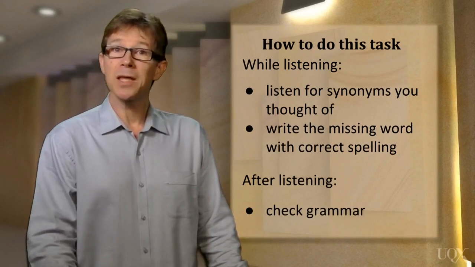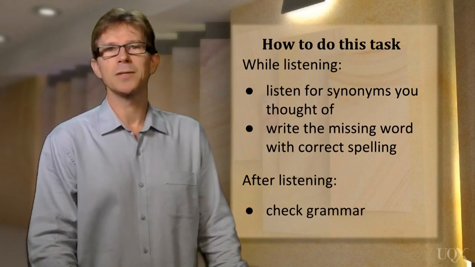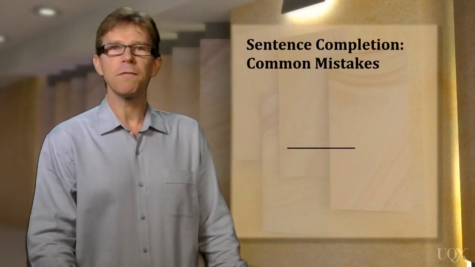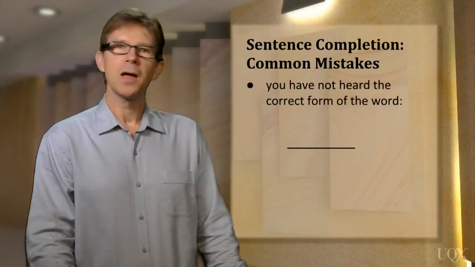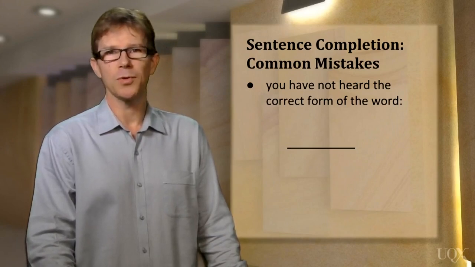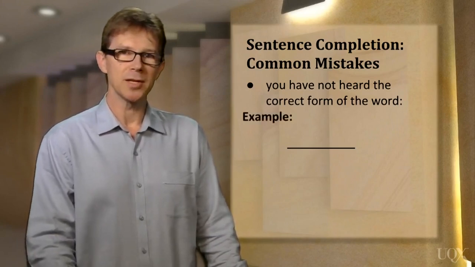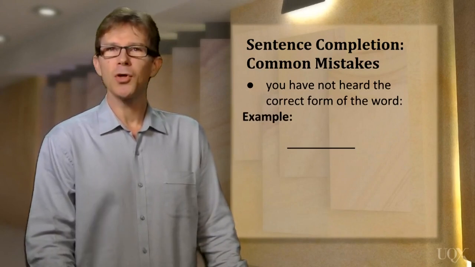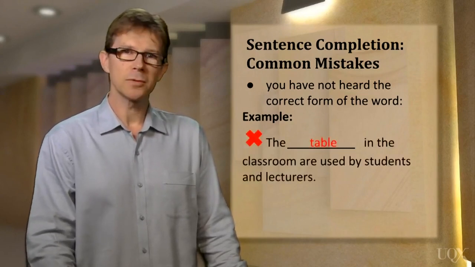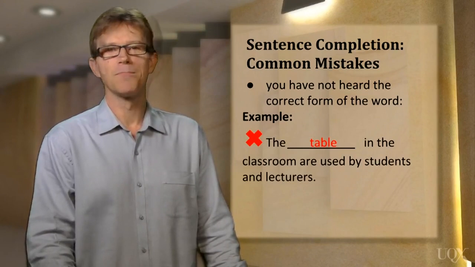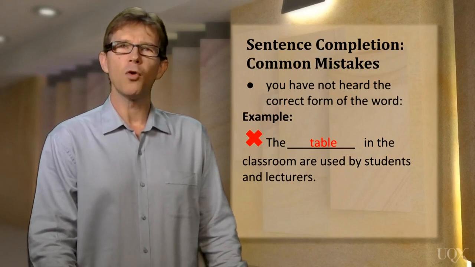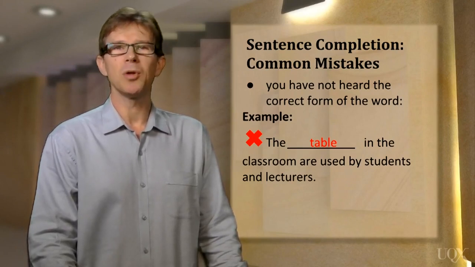But what if you see that your completed sentence is not grammatically correct? Well, you may have made a mistake for one of the following reasons. The first reason could be that you've not heard the correct form of the word. As you can see in this example, you think you heard table in the recording, but the speaker actually said tables, which is the plural form of table. So this answer cannot be correct. Remember that only the form of the word that is used in the recording can be used.